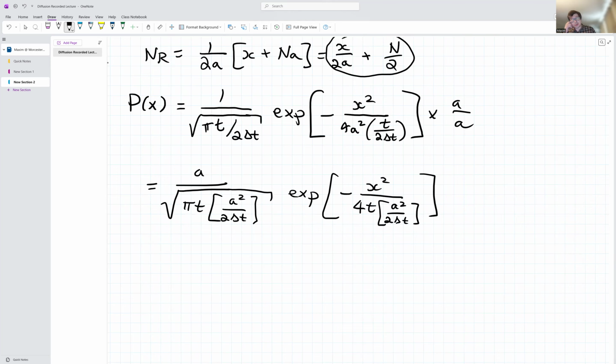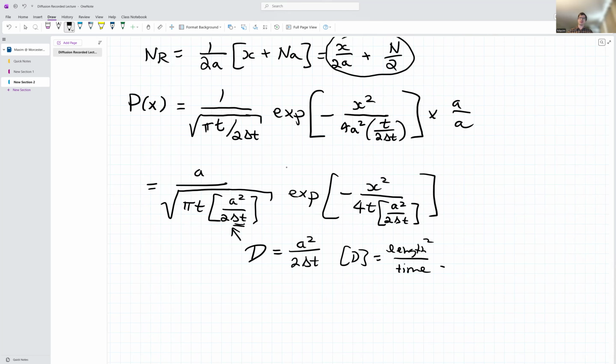So we can see both in the exponential and in the square root, there's this combination of the hop size squared divided by 2 times the time step. And so that is called a diffusion coefficient. It's the hop size squared over 2 times the time it takes to make the hop. So this thing has units of length squared over time. It's very important.